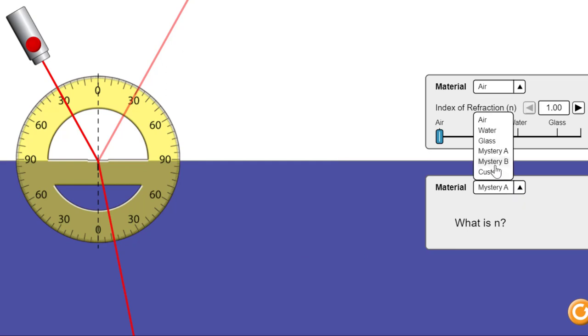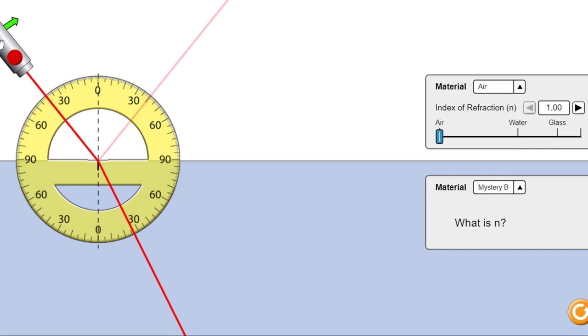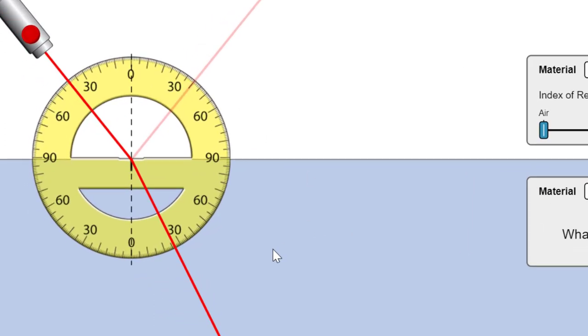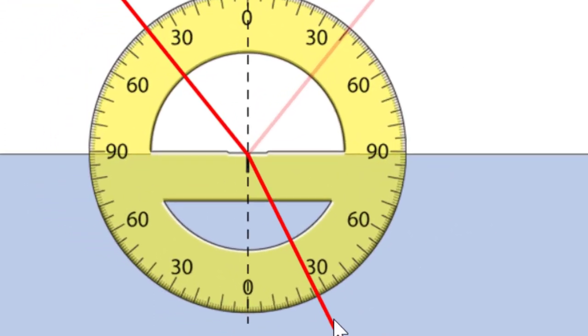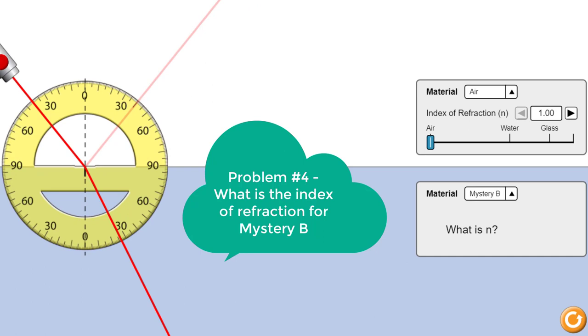Then our last problem is going to be B, and we're going to come in at 40 degrees. We're incident at 40 degrees and refracted into mystery B's material, and I want to know what the index of refraction is for mystery B. So problem number 4 is mystery B.